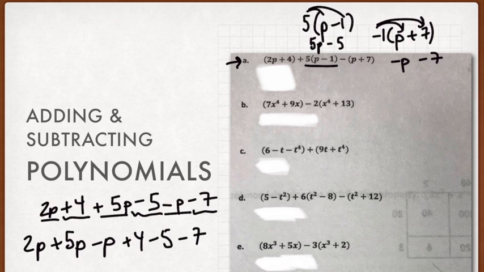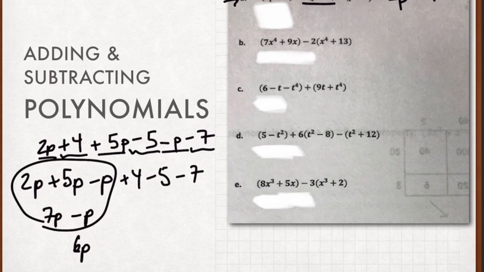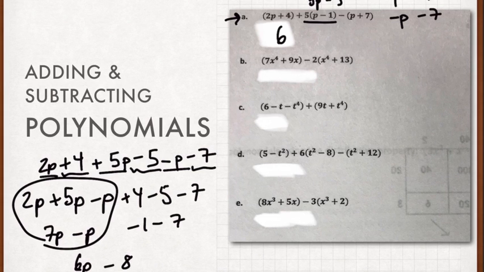And then as I notice that these p's are all raised to the same degree, I can go ahead and simplify by combining them using addition or subtraction. So a 2p plus a 5p, and I'm going to go from left to right, is going to be 7p. 7p minus p is going to be 6p. And just like that, you simplified all your variables. Now I'm going to move on to my numbers, going from left to right. 4 minus 5 is going to give me a negative 1. Negative 1 and negative 7 make a negative 8. And so that is how you basically add and subtract polynomials.